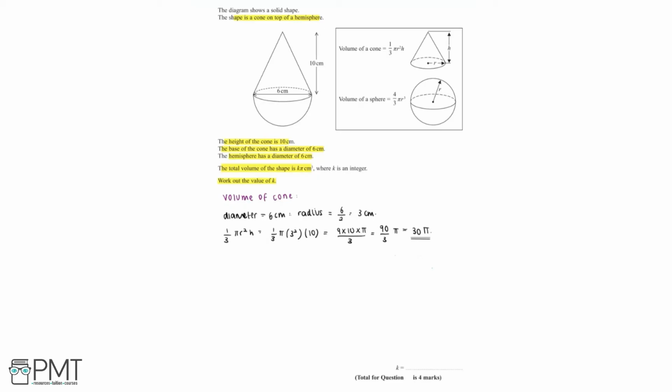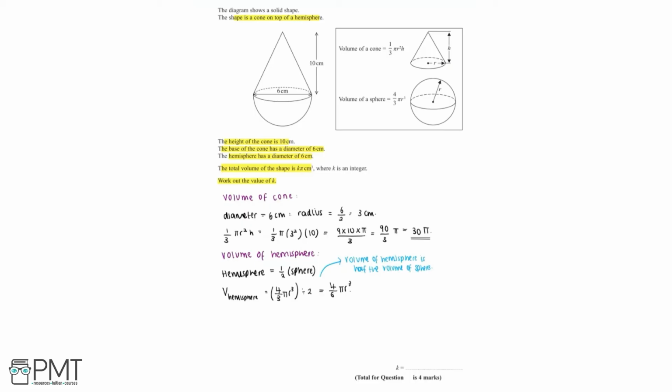Now let's move on to finding the volume of the hemisphere. Well, we know that a hemisphere is half of a sphere. We're told that the volume of a sphere is 4 over 3 pi r cubed. And so we can say that the volume of a hemisphere is this formula divided by 2. And so 4 over 3 pi r cubed divided by 2 would be equal to 4 over 6 pi r cubed.